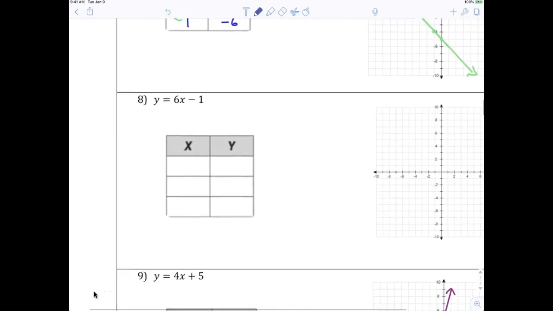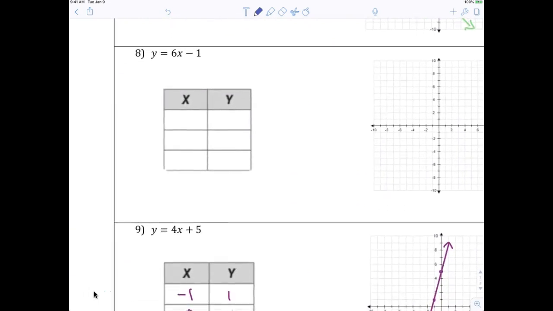Let's check out number 8. All right, please. I want all 3 answers correct. I'm going to give you 15 seconds. Layton, what numbers am I plugging in, first of all? Negative 1, 0, 1. All right, Layton, if I plug in negative 1, what do I get?